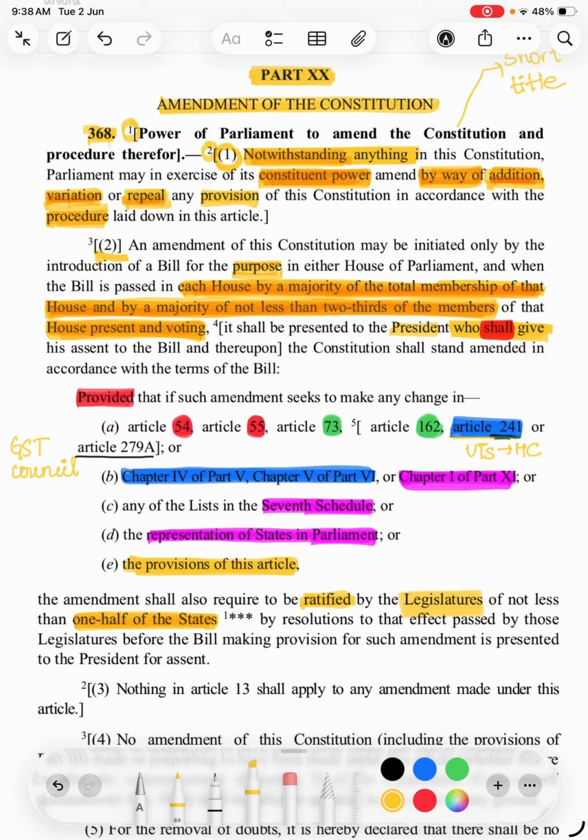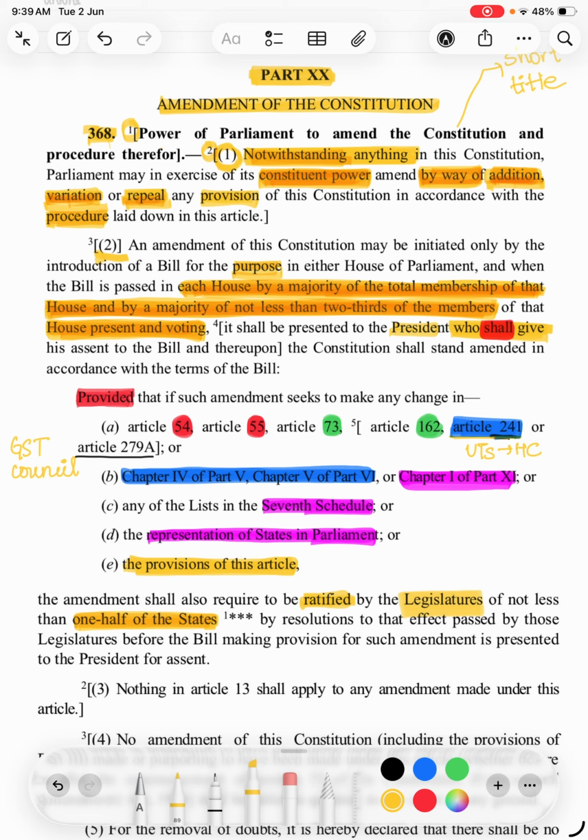Why did I mark 'shall give' with a red highlighter there? You know that 'shall' has a different meaning and 'may' has a different meaning. Why did they use 'shall' rather than 'may'? Because when it comes to the president and a constitutional amendment bill, the president has an obligation. The president shall give assent, like the president should give assent. He can't say no. He doesn't have any veto powers with respect to a constitutional amendment bill. But when it comes to ordinary bills, he has those veto powers.